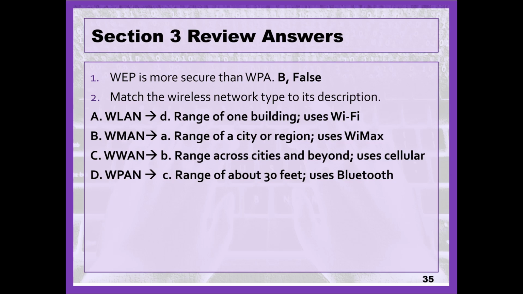Section 3 Review Answers. WEP is more secure than WPA. False. Match the wireless network type to its description. A. WLAN goes with D, range of one building, uses Wi-Fi. B. WMAN goes with A, range of a city or region, uses WiMAX. C. WWAN goes with B, range across cities and beyond, uses cellular. And finally D. WPAN goes with C, a range of about 30 feet, and uses Bluetooth.